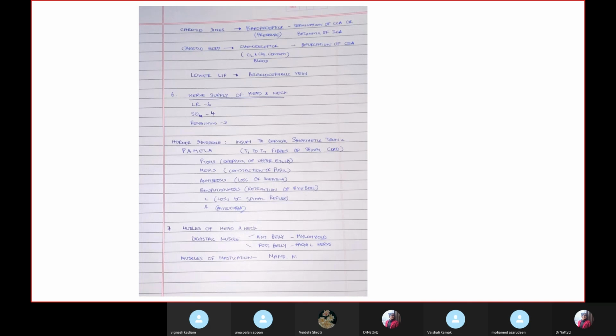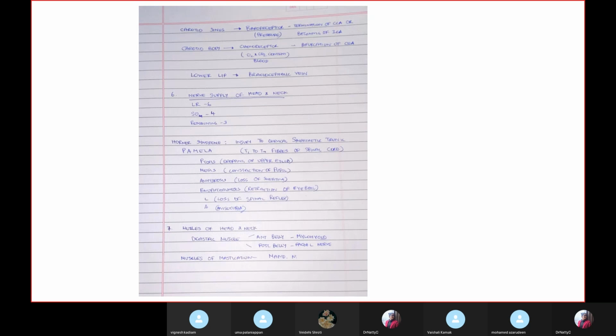Then nerve supply of head and neck for the ocular muscle, the mnemonic is LR6, SO4, the remaining 3. If there is any lesion in the 6th cranial nerve, there is lateral rectus paralysis, which means patient will present with the medial squint. When there is 3rd nerve palsy, the patient will have medial rectus paralysis leading to presentation as lateral squint. Ptosis is also present in 3rd nerve palsy.